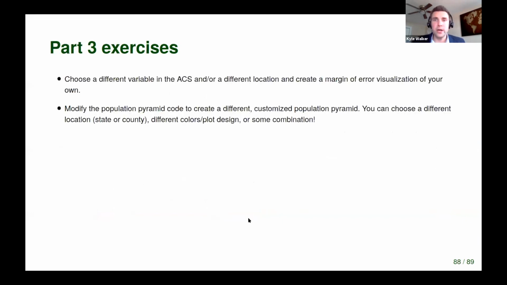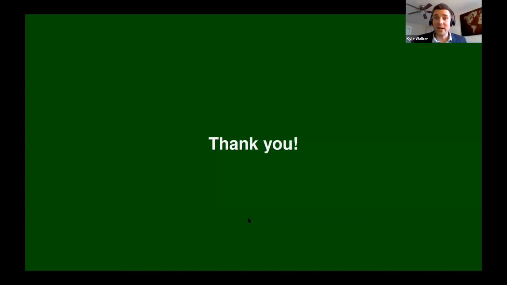All right, so a couple things, and this is sort of a takeaway, and we'll have a little bit of time to answer a couple more questions if we have them, but a couple exercises that you could do on your own time if you want. Pick a different variable in the ACS for a different location potentially, and create a margin of error visualization of your own. And try modifying that population pyramid. Play around with it. Use different colors. Use it as an opportunity to learn some of those advanced features in ggplot2, and try to customize that pyramid to your liking.